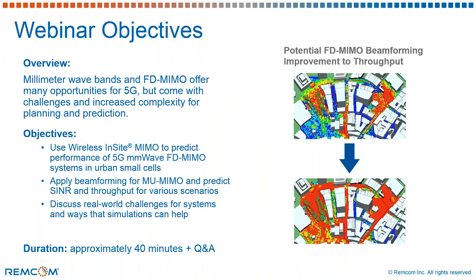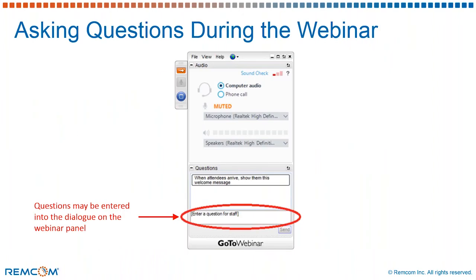The objectives of our webinar are to use Wireless InSite MIMO to predict performance of 5G mmWave FD-MIMO systems in urban small cells. Our simulations will apply beamforming for multi-user MIMO and predict signal to interference plus noise ratios and throughput for various scenarios. And we'll discuss real-world challenges for systems and ways that simulations can help. We expect this webinar to last approximately 40 minutes plus questions and answers at the end.